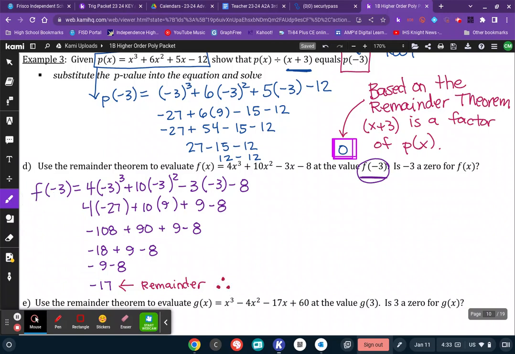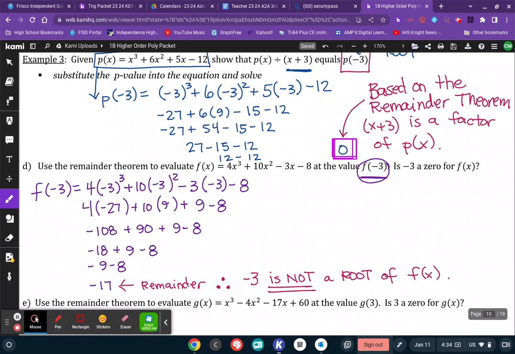Okay, so we end up finding that the remainder is negative 17. And so this means, therefore, negative 3 is not a root of f of x. No, negative 3 is not a root of f of x.